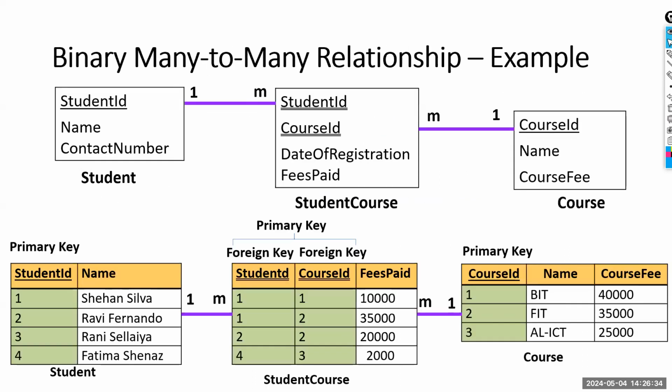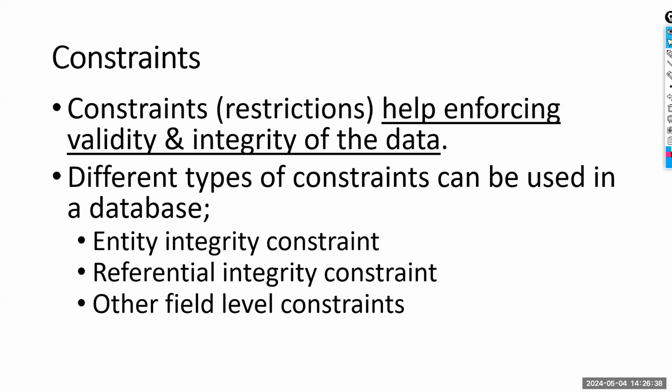Right. So now we have covered all these things. Now we move on to some constraints. So constraints are restrictions that we enforce to maintain integrity. Integrity means not broken. කැඩිලා නැහැ කියන එක. So the relationships are properly maintained. So there are three main constraints: entity integrity constraint, referential integrity constraint, and other field level constraints. Some of those are domain constraints, domain integrity constraints.